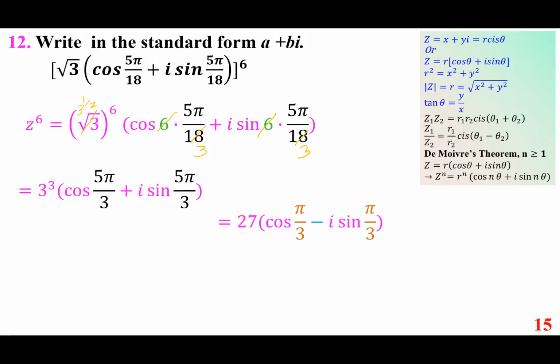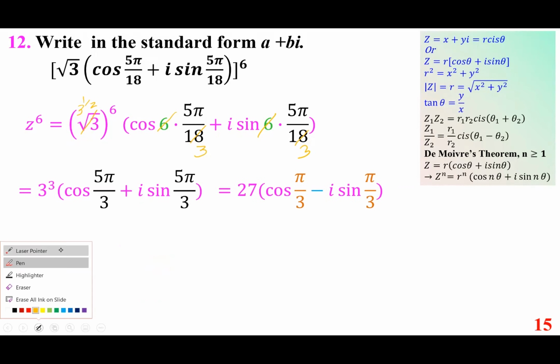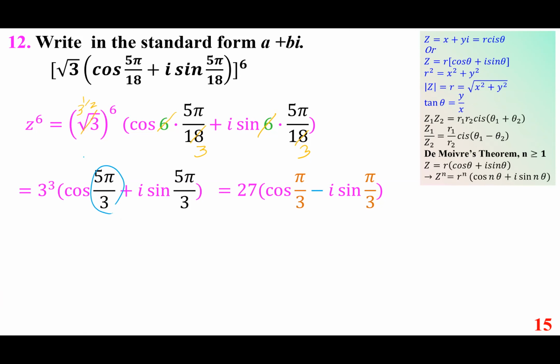Now, you can keep the 5 pi over 3 if you want. But if you recognize that 5 pi over 3, we are discussing the fourth quadrant, and the reference arc is pi over 3. In the fourth quadrant, again, you can keep it like that. In the fourth quadrant, cosine is positive, so cosine of pi over 3. However, sine is negative, so we change this positive to negative if you want to change this to pi over 3. This is one way to do that.